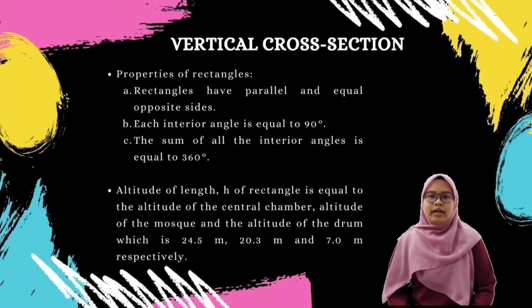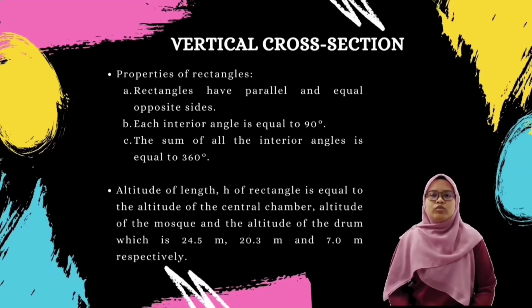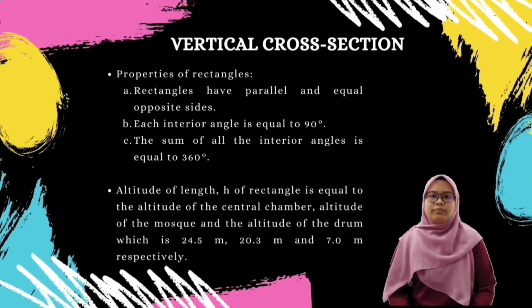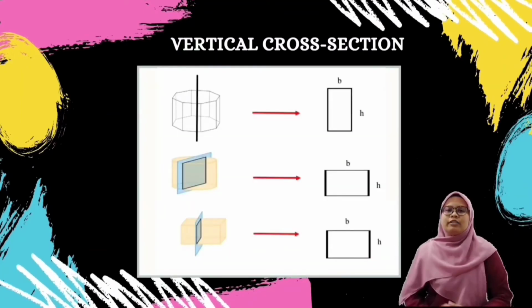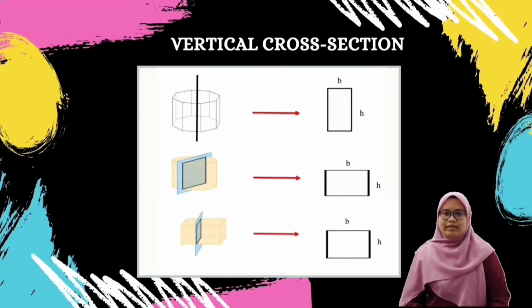The altitude of length h of the rectangle is equal to the altitude of the central chamber, the altitude of the mosque, and the altitude of the drum, which are 24.5 meters, 20.3 meters, and 7 meters. These three pictures are the shapes obtained after crossing vertically the Taj Mahal building.